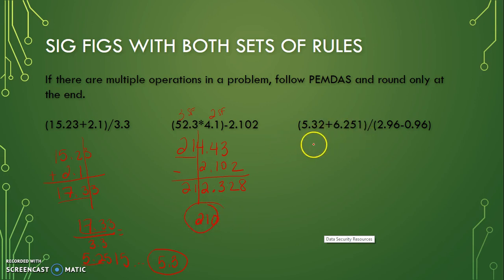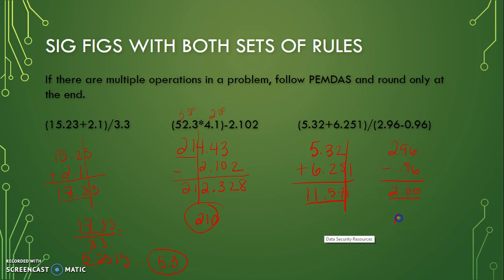This last one, when we do our math right here, 5.32 plus 6.251, that gives me 11.571. This one we go ahead and do. You have to take care of the parentheses first. This one gives me 2.00. Okay, on this one, we cut it off there. These 4 are significant. And on this one, all of them are actually significant because I did know them. I get to keep those zeros.